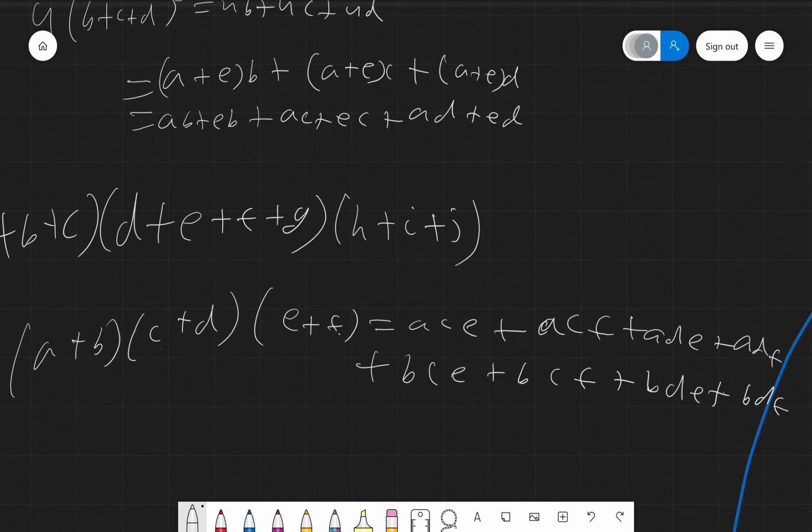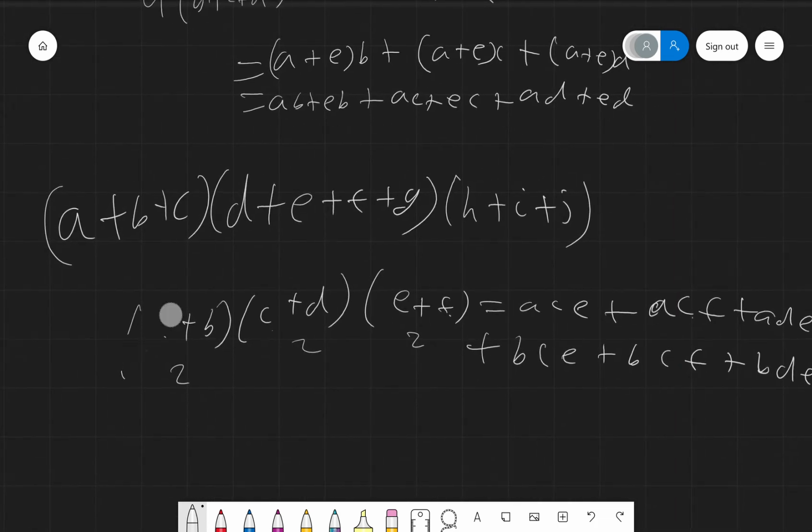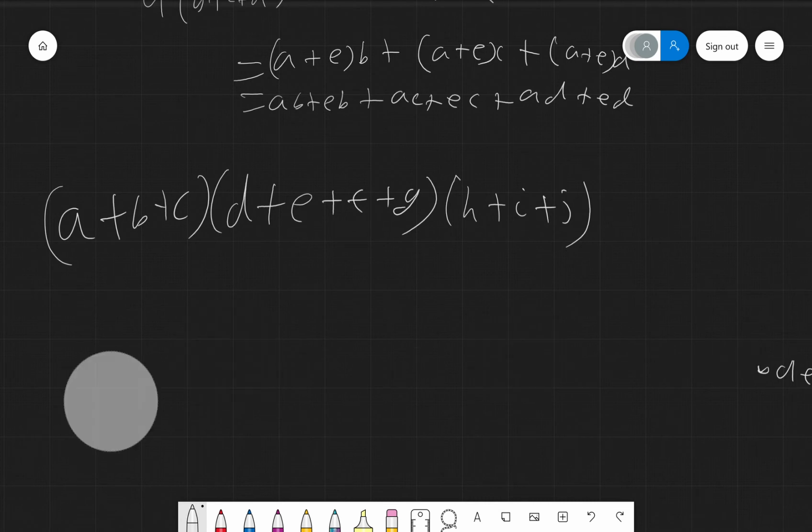To check, what we do is look at how many terms are in each set of parentheses. In the first one we have 2, A and B, C and D is 2, E and F is 2. That means our total terms in the end should be 2 times 2 times 2, which is 8. So we have 1, 2, 3, 4, 5, 6, 7, 8. So we're all good. Now for this ugly challenge that I've given you, we're not going to have 8 terms. We're actually going to have 3 times 4 times 3, or 36 terms.